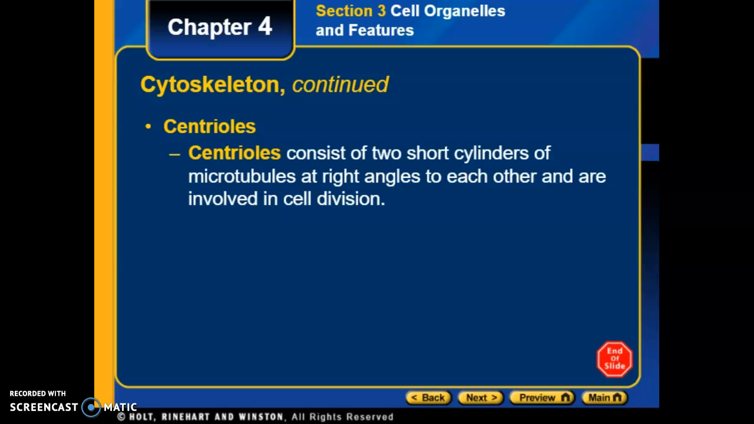Last but not least, we talk about the centrioles. Centrioles are two short cylinders of microtubules, which we talked about previously, that assist in the cytoskeleton. And these, again, we'll talk about at a later time when we mention cell division.